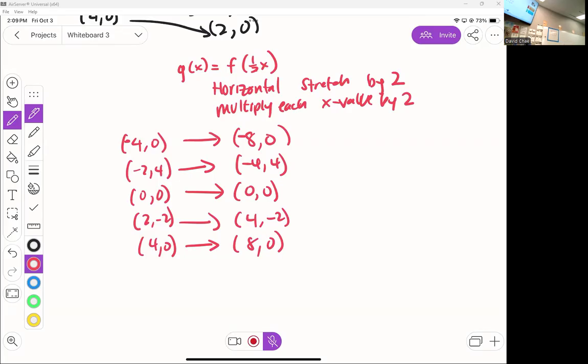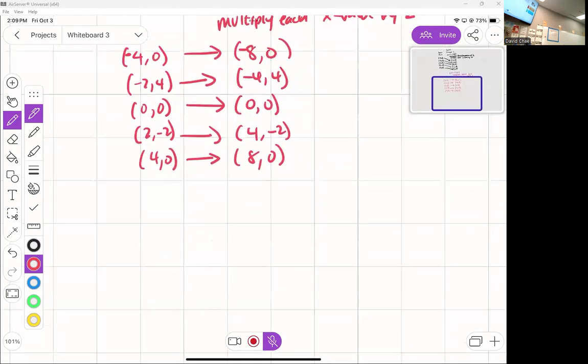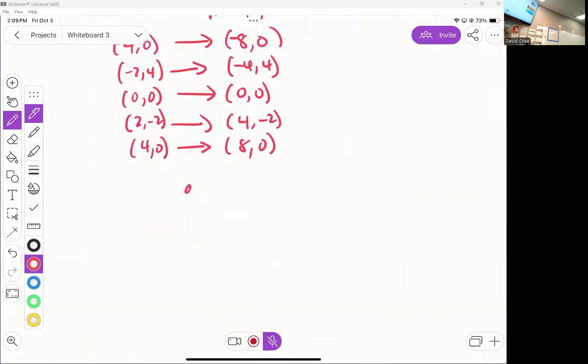All right. The next one would be g of x equals 2 times f of x. Notice that the 2 is outside of the function, which means this is a vertical stretch. How do we know it's a vertical stretch or shrink? Remember that number has to be bigger than 1. This 2, so it's a vertical stretch by 2.